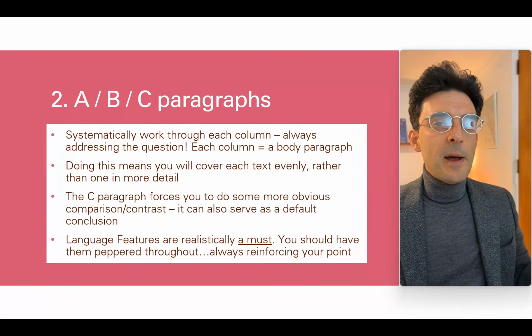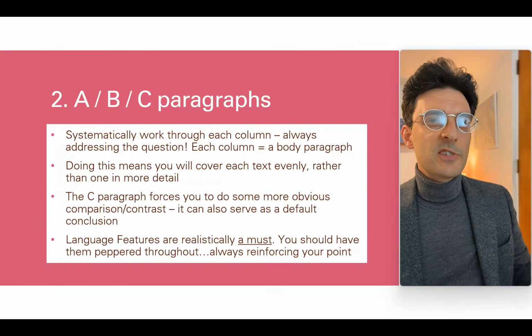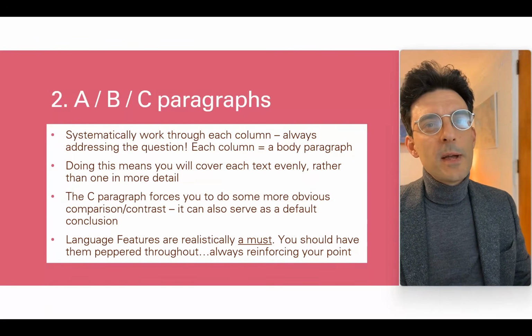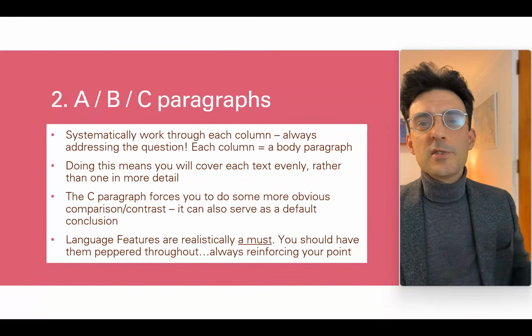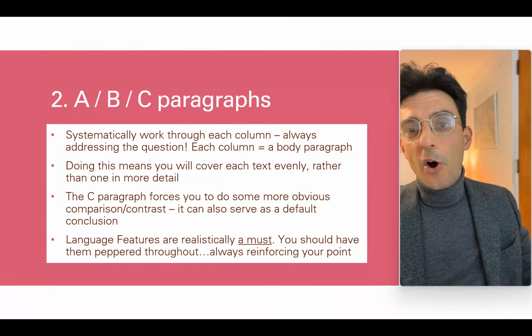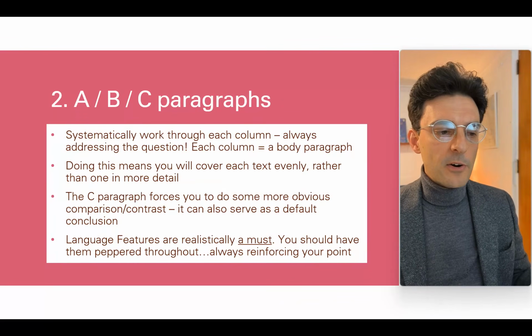Why the C paragraph can be helpful is it can also serve as a bit of a default conclusion. Because you're discussing both of the texts together in relation to the question, you're probably making some pretty good concluding comments, and it means that if you don't get onto a standalone conclusion, that's probably totally fine. Like I said, the 2023 paper does not use a conclusion. It's really just 3 substantial body paragraphs.